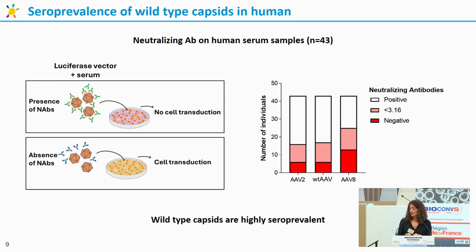The issue when we use this wild-type variant is, of course, the fact that they are very seroprevalent in human. And here you can see an example of one wild-type capsid where we found that the seroprevalence was comparable to the one of AAV2. And just for people that are not in the field, AAV2 is the most seroprevalent capsid in human. So we wanted to find a way to be able to use these interesting biodistribution properties of the wild-type capsid, but avoiding this issue related to the seroprevalence.